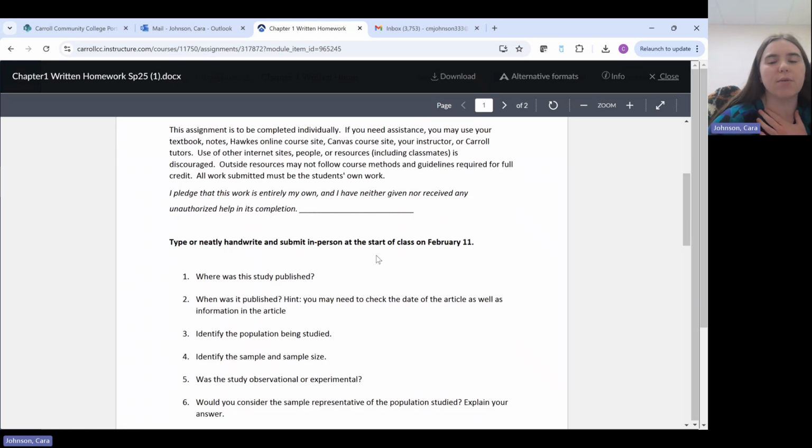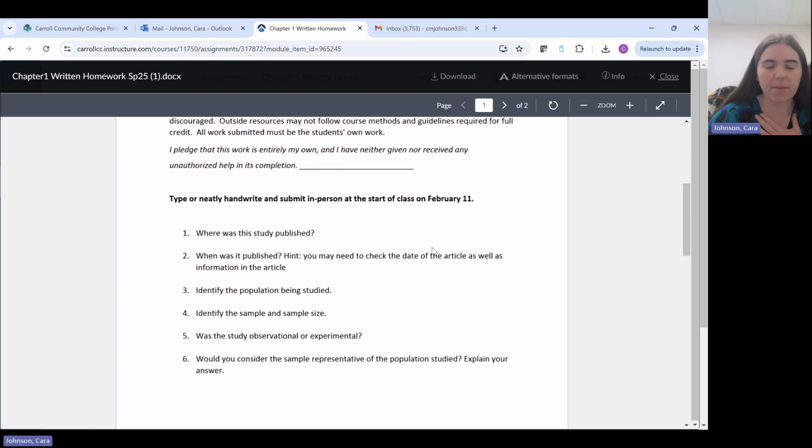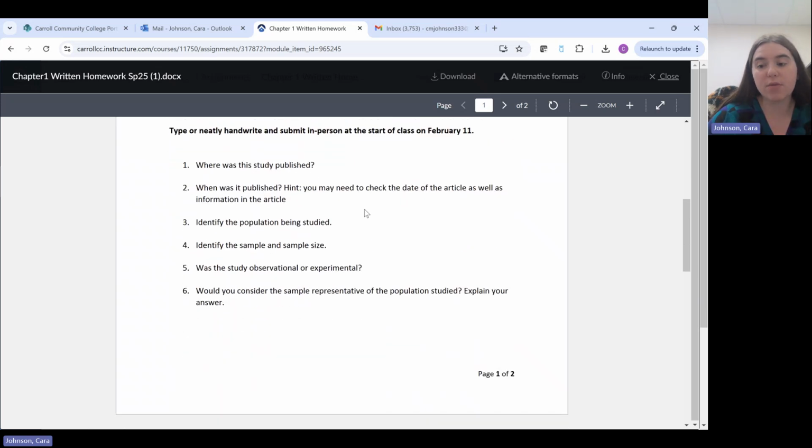You're intended, of course, to do your own work, and if you need help, contact me, the tutoring center, etc. So you're basically going to read through the study and answer these questions. Where was the study published? When was it published? Make sure you check the date of the article as well as the information in the article for when the study was published. Be careful on that. The population: what is the large group that the sample was pulled from? The sample and the sample size.